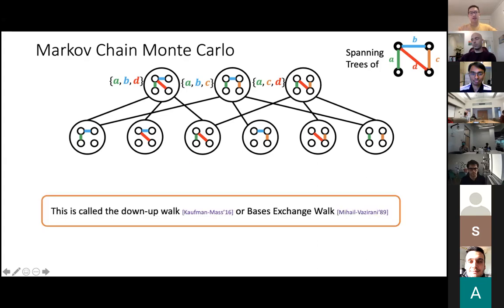Now in the case of spanning trees, this Markov chain has a name. It's called the basis exchange walk. This very general down-up construction is also called the down-up walk. And it's one of the simplest Markov chains that you can come up with.